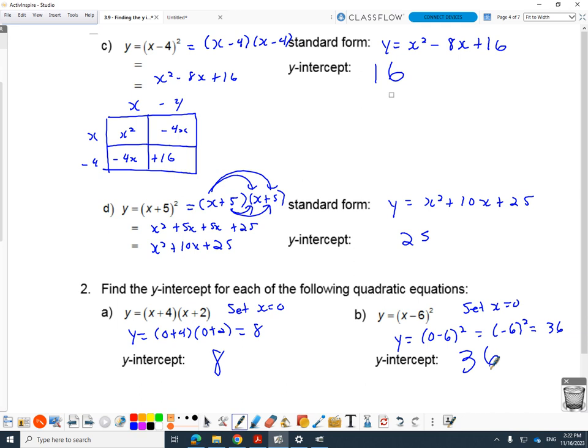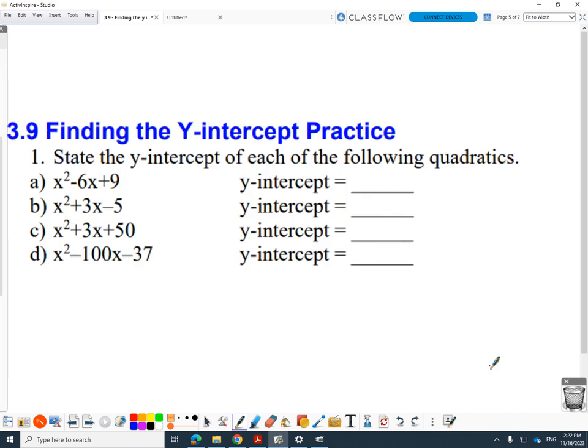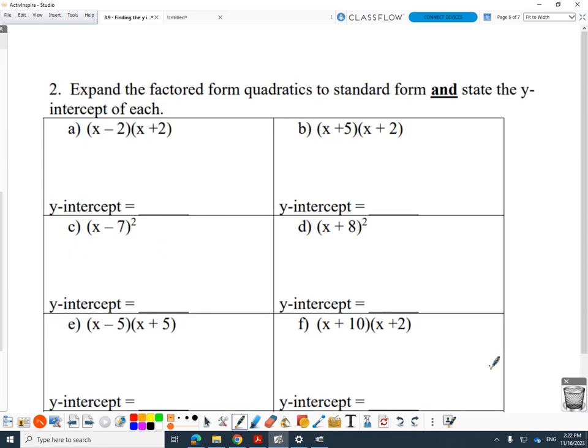Okay, now, here's what your homework page looks like. The first ones are state the y-intercepts, already expanded. And then these ones, expand them first. Why are you torturing us with expanding? Because I want you to be able to expand, and that's going well. Shouldn't take you long now, okay?